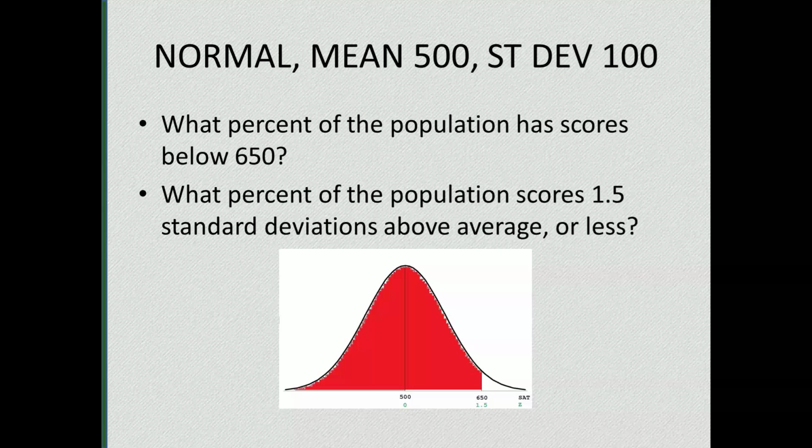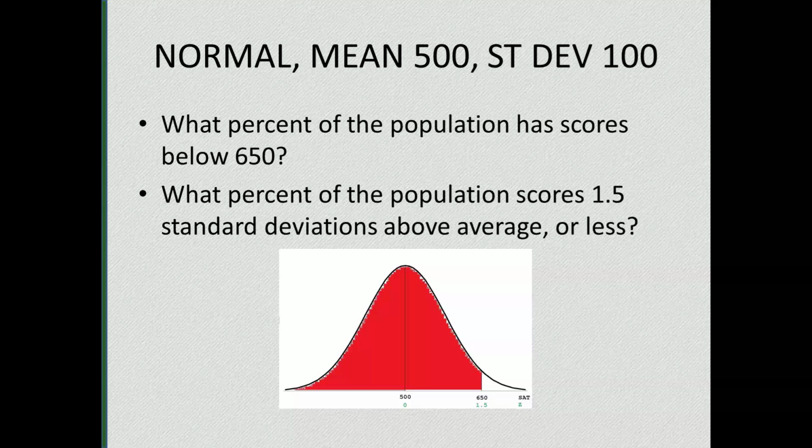Let's draw a picture. You should always, always, always draw a picture. On our bell curve, standard SATs run along the horizontal axis here. Average SAT is 500. We want the area 650 or less. We want this area shaded in red. Notice it's 1.5 standard deviations away from the middle.